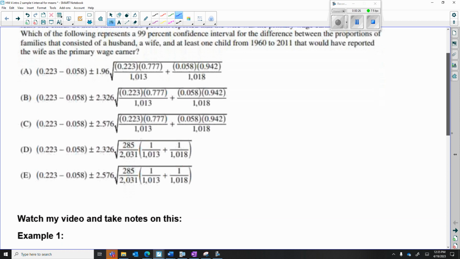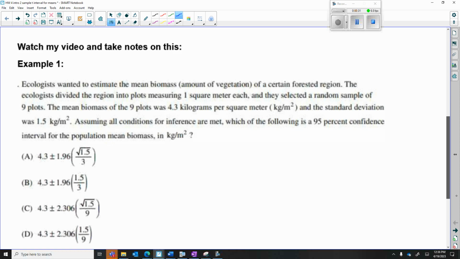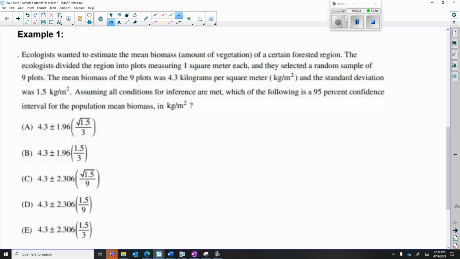I'm going to skip down. That was two proportions, and I'm going to go over to this one. Here we go. This one's going to be a review of what we did in the past. So I want us to just take a quick look and see what it's about. Notice I see a keyword here, which is the word mean. So right away, you're going to be switching gears back to means.